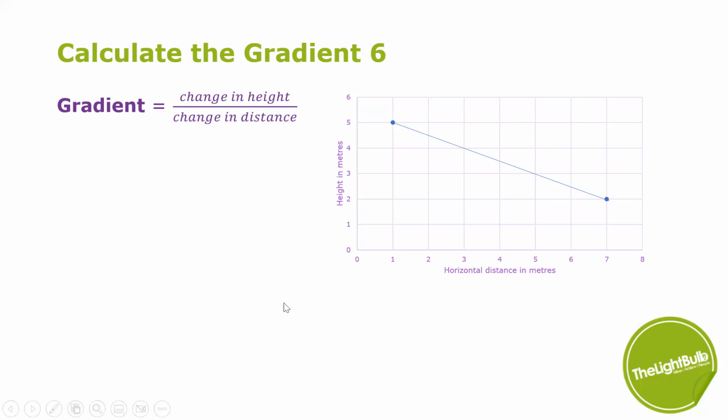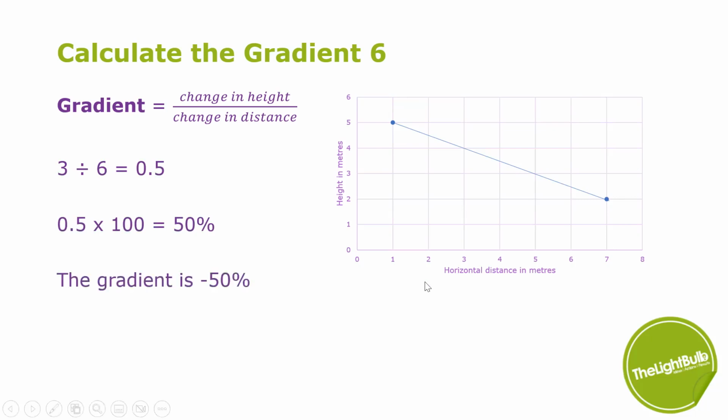Okay, so the change in height this time is, well, we start off at 5 meters high and we finish at 2 meters high, so that's 3. And then the horizontal distance is between 1 to 7, which is 6. So 3 divided by 6, which is 0.5. And 0.5 times 100, as we saw earlier, is 50%. We're going down, so it's a minus 50% gradient, or a negative gradient of 50%.